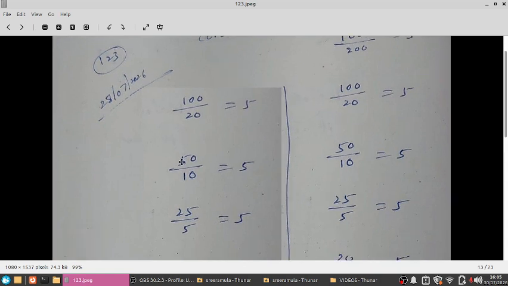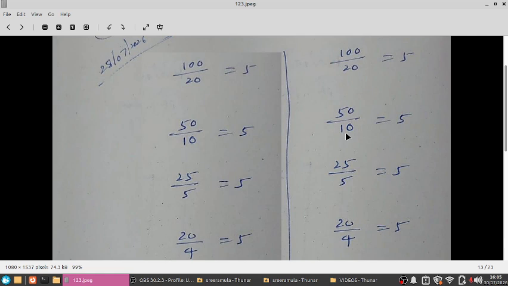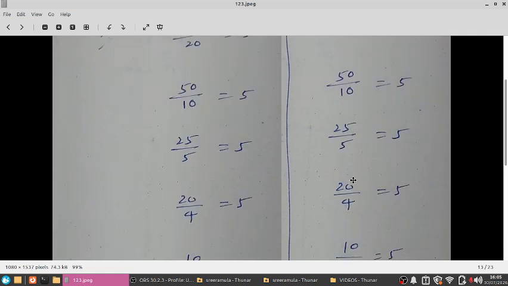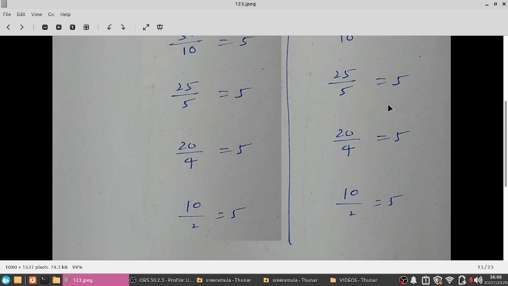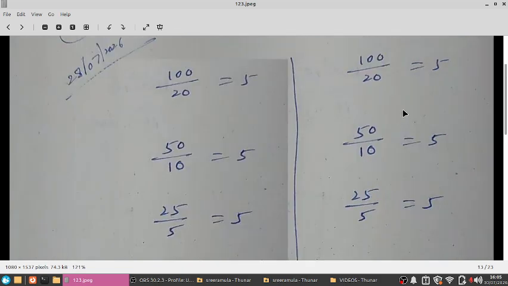Consider these ratios: 100 by 20, 50 by 10, 25 by 5, 20 by 4, 10 by 2. Each equals 5. Why? Because the ratio value is constant. Even though the numerators and denominators are different, if you observe carefully, 100 by 20 is equal to 5. When you come to 50 by 10, it is 5.